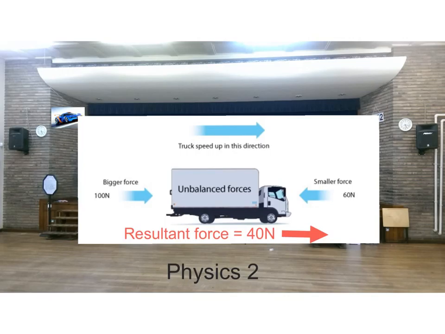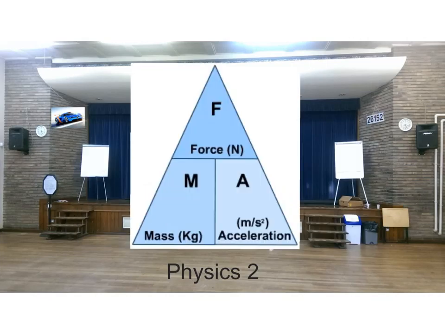The bigger the resultant force on an object is, the greater its acceleration is. The greater the mass of an object is, the smaller its acceleration is for a given force. The resultant force in newtons is equal to the mass in kilograms multiplied by the acceleration in meters per second squared.